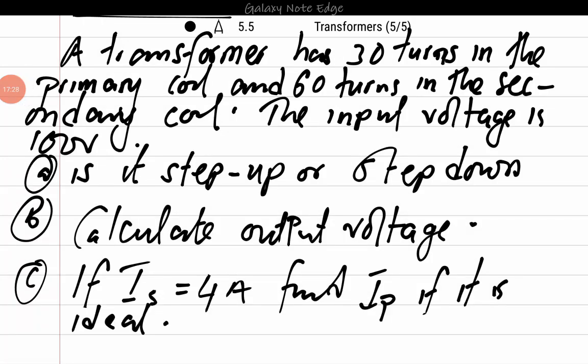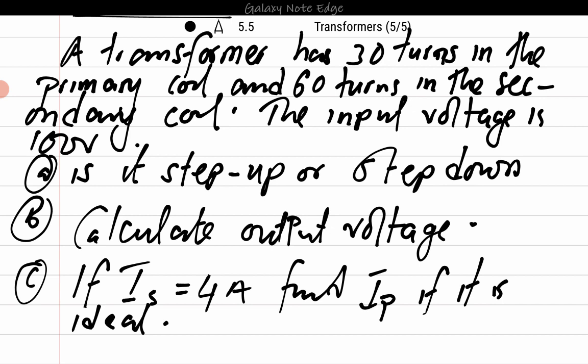Here we have our first example. We are told that a transformer has 30 turns in the primary coil and 60 turns in the secondary coil. The input voltage is 100 volts. Is it a step up or a step down transformer? Calculate the output voltage, and if current in the secondary is 4 amps, find current in the primary if it is ideal.